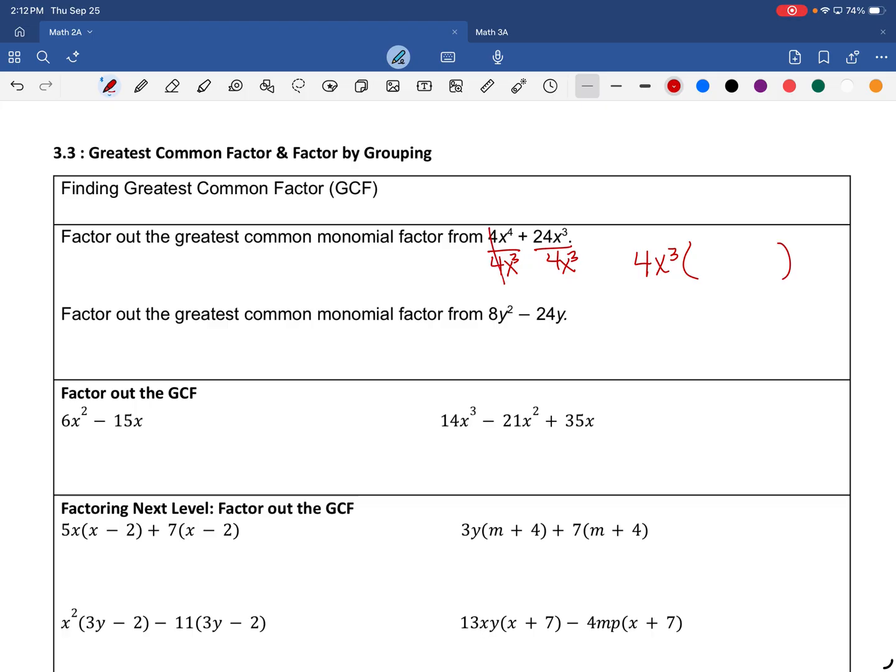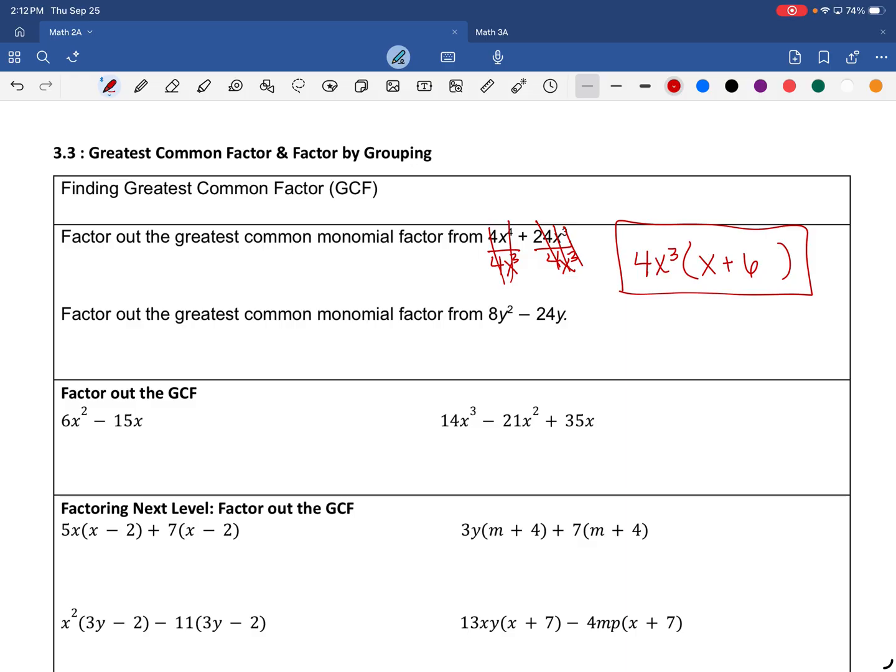So the 4 would be gone, 3 of my x's would be gone, and so I'd still have an x left. 24 divided by 4 is 6, and I took all of the x's out, so all that's left is x plus 6. So this would be my answer. This is my factoring out that greatest common monomial.